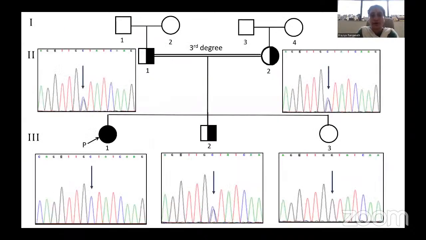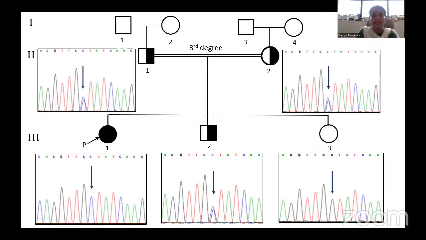And this is how we do a familial segregation analysis of the variant. Now here, as you can see, this is the proband, and this is an autosomal recessive disorder. So we expect the parents to be heterozygous carriers. The proband should be homozygous for this variant, and the siblings who are unaffected could either be heterozygous carriers or should not have the mutation at all.